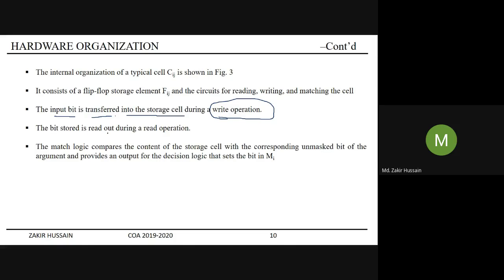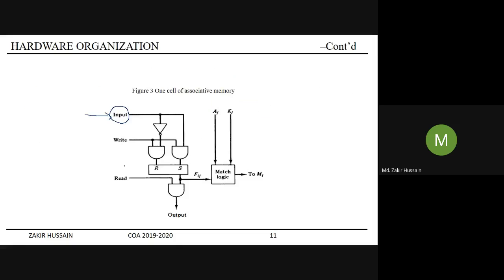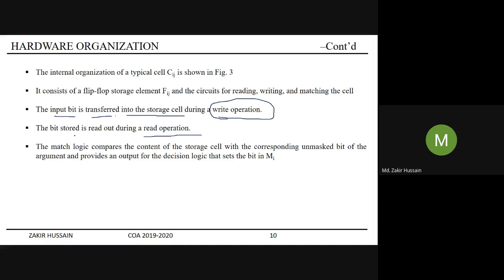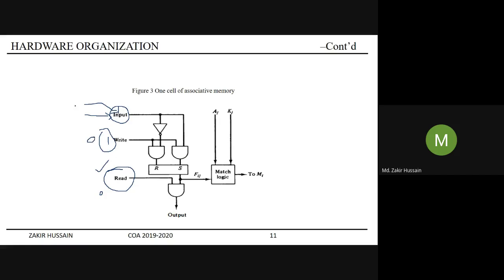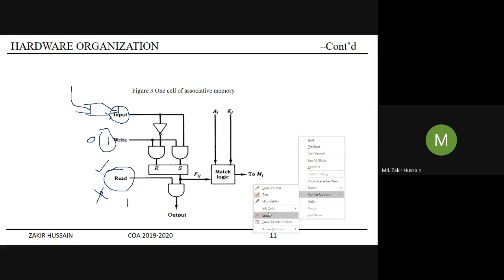The bit stored is read out during the read operation. So if you go here, if this is enabled high, read is high. During write operation, this possibly may be low, and this is high, and the word is given through this input here. During write operation, this is held high. During read operation, this is set to 0 and no word will be given through this input because it is reading out. So at that time this is 1. That is the setting here.